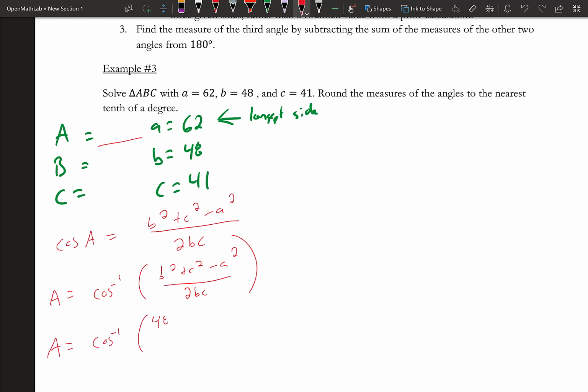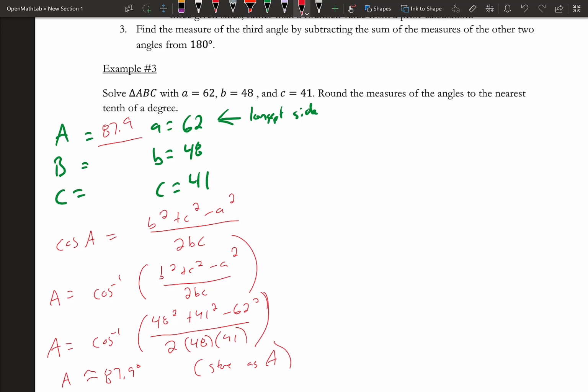So we'd have 48 squared plus 41 squared minus 62 squared, all divided by 2 times B, which is 48, times C, which is 41. So for this, this should come out to be approximately 87.9 degrees if we round to the nearest tenth. And again, I'm going to store this as A.